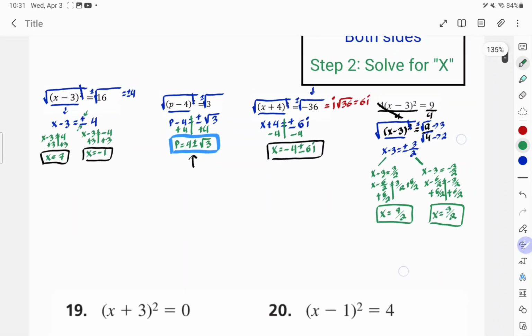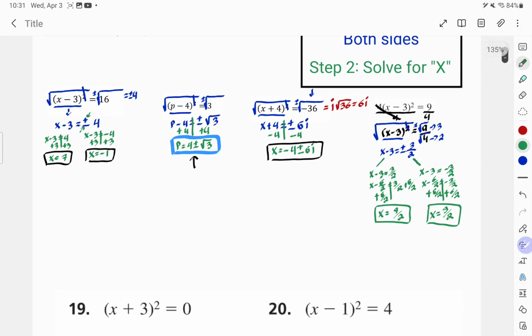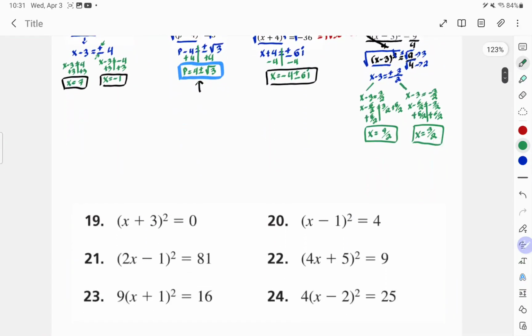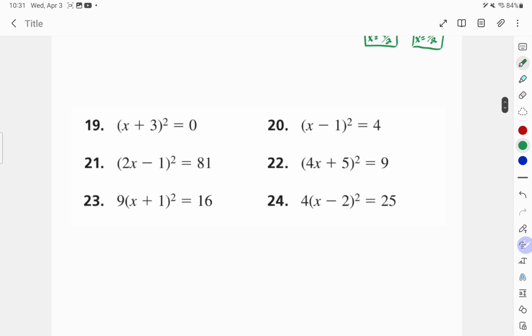And that's the process that I did for all 4 of them. So what I want you guys to do at this point, go ahead and look at the 6 problems. Go ahead and work it on a different sheet of paper and turn it in. And that is it.